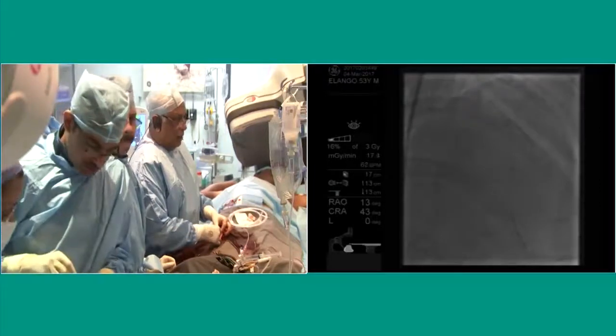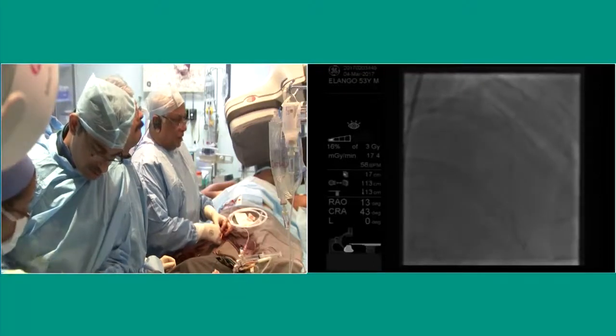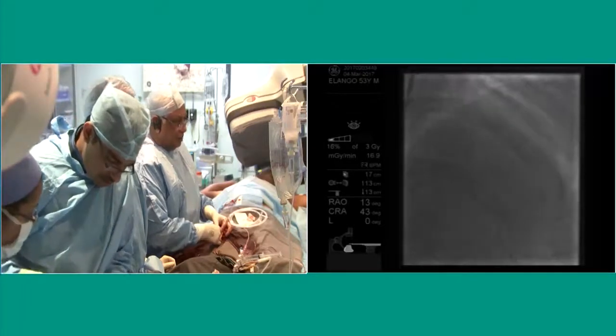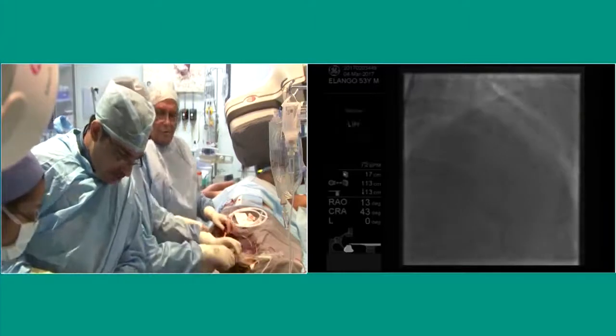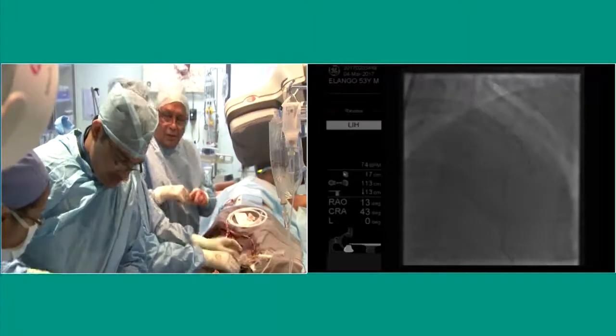LAD diagonal, the diagonal wire did come off a little bit, but we are holding on to it. Give me the stent.